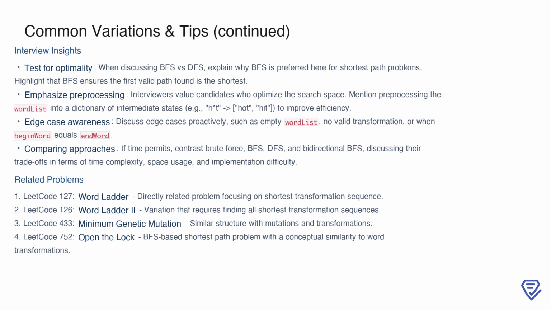If time allows, you can also compare different approaches like brute force, BFS, DFS, and bidirectional BFS. Talk about their trade-offs in terms of time complexity, space usage, and implementation difficulty. Lastly, it can be helpful to mention related problems. For instance, LeetCode 126, Word Ladder 2, builds on this problem by requiring all shortest transformation sequences. LeetCode 433, Minimum Genetic Mutation, and LeetCode 752, Open the Lock, are other BFS-based problems with similar concepts, so studying those can deepen your understanding of transformation-based algorithms.